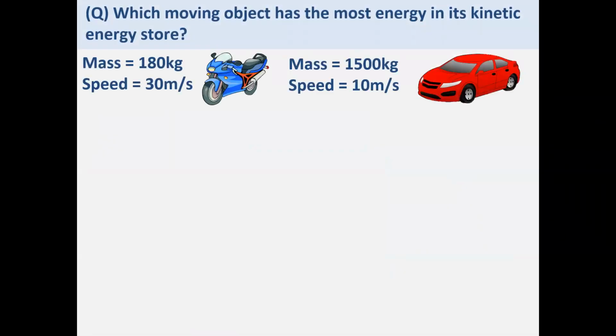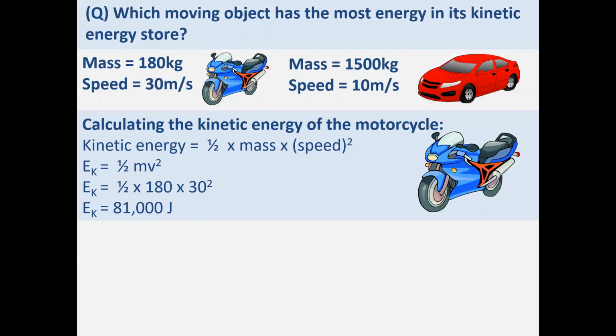So if we were to go back now and answer that question, which moving object has the most energy in its kinetic energy store? We would need to use the data that we've been provided with. So you can see that the mass of the motorcycle is 180 kilograms. The speed is 30 meters per second. For the car, the mass is 1,500 kilograms and the speed is 10 meters per second.